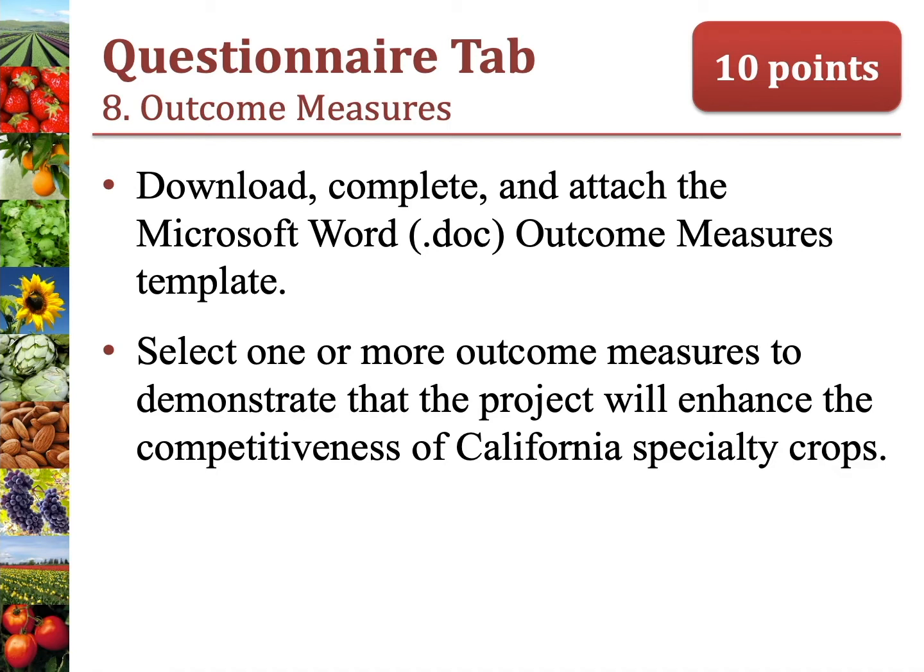Today's FAAST demonstration will show you exactly what the Attachments tab looks like and how to upload a file. In the template, you will identify one or more outcome measures to demonstrate that the project will enhance the competitiveness of California specialty crops. And another presentation will cover the outcome measures more thoroughly, so we won't go into any further detail here. The outcome measures template is worth 10 points.